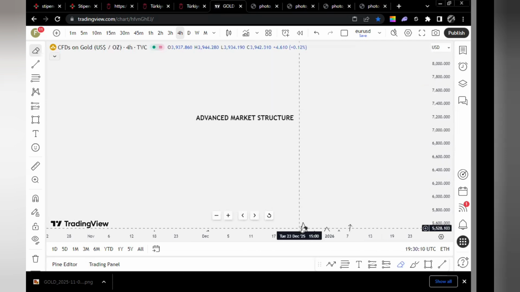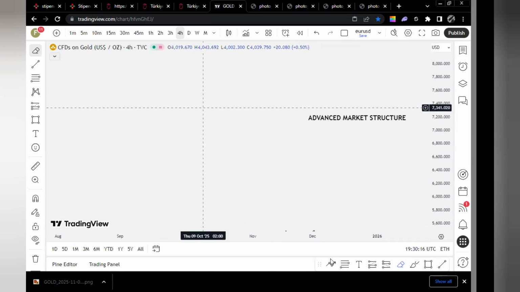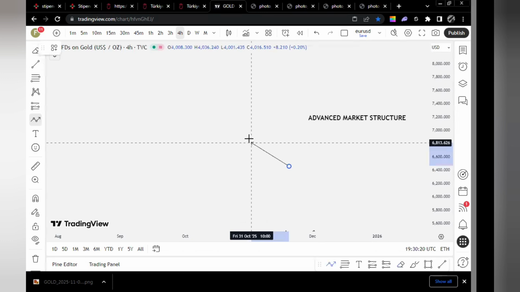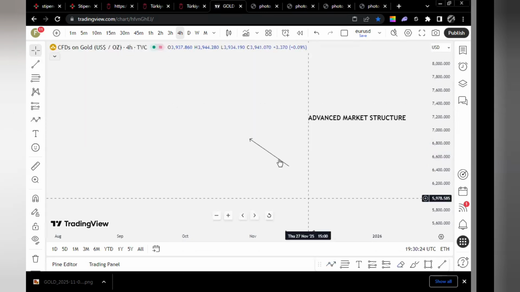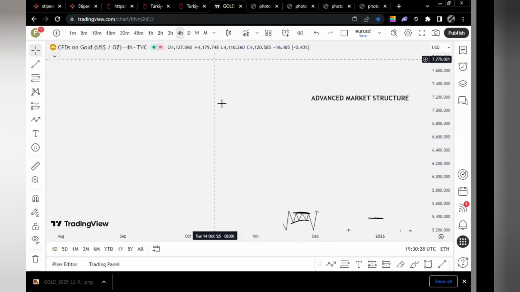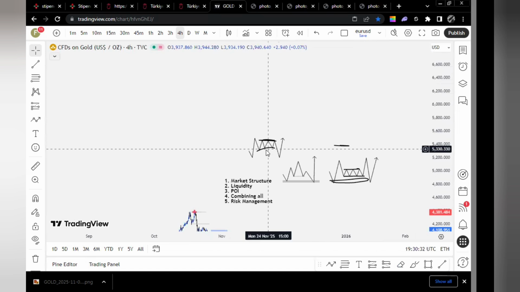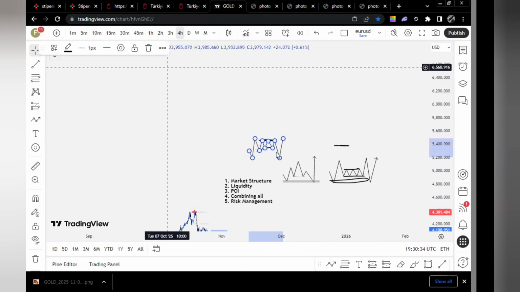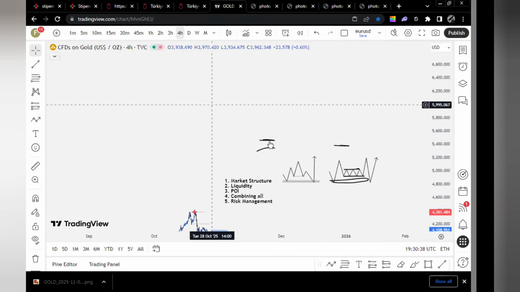I'm still going to drop a picture of those patterns on the group. As simple as that. Is there anyone who has a question? If you do not have a question, let me know by saying no question.